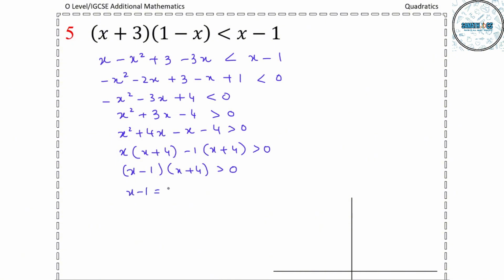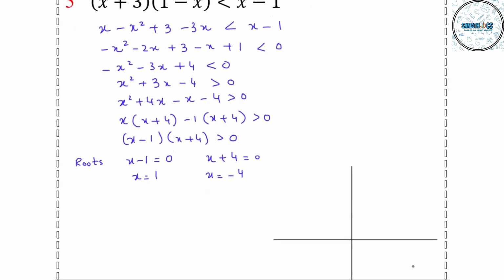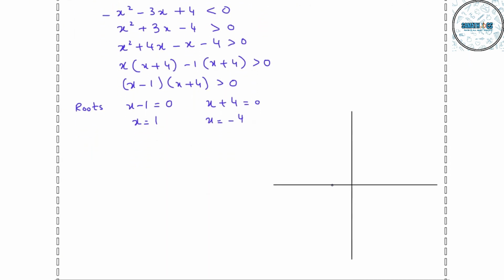x minus 1 is equal to 0, x plus 4 is equal to 0. We have taken out roots here. Then x is equal to 1 and x is equal to minus 4. Then we have to sketch the curve. We'll mark here minus 4, we'll mark here 1. If we see this step, the coefficient of x squared is positive and the sign is greater than 0. So we will be considering it as a minimum curve. We will sketch the curve.